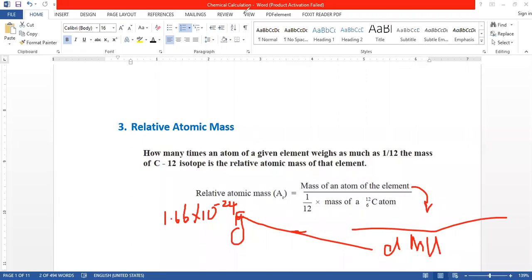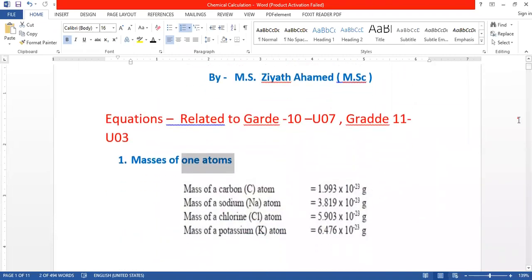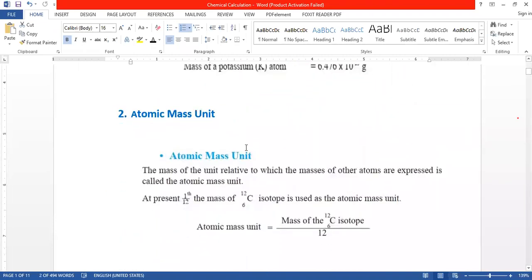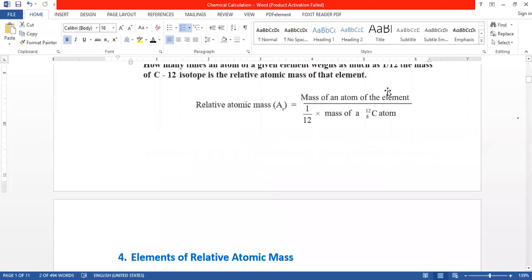So if you come to this one now, look at this. We talked about the mass of atoms, we talked about the atomic mass unit, and we talked about relative atomic mass. And there is another equation for relative atomic mass: mass of one atom of the element over the atomic mass unit.